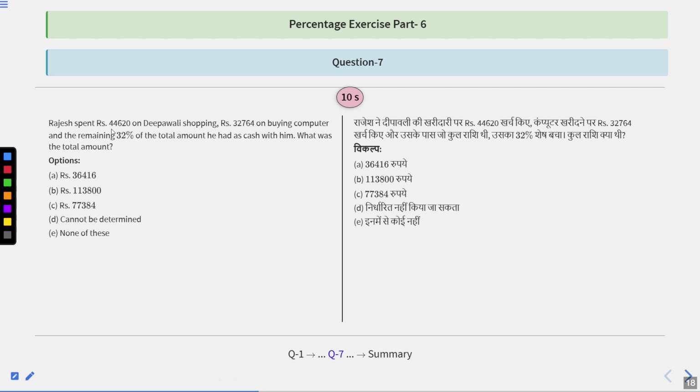Rajesh spent rupees 44,620 on Deepavali shopping, 32,764 on buying a computer, and the remaining 32% of the total amount he had as cash with him. What was the total amount? You have 5 options and 10 seconds to solve this question. Your time starts now.